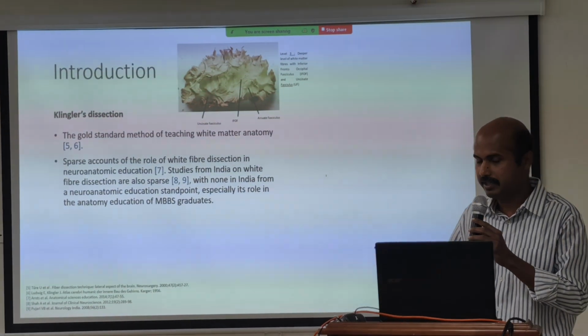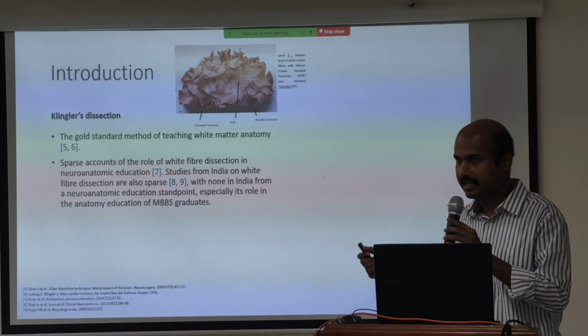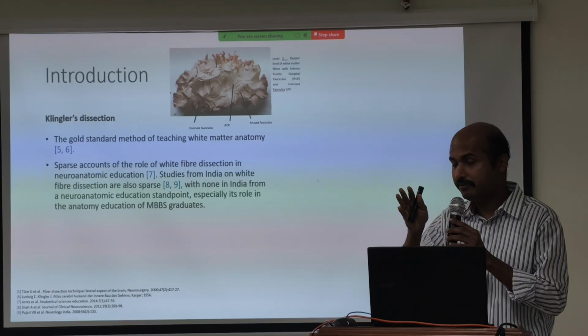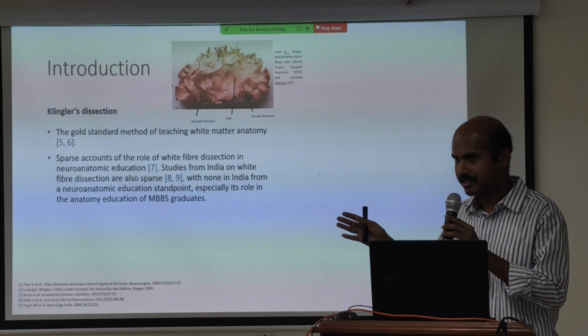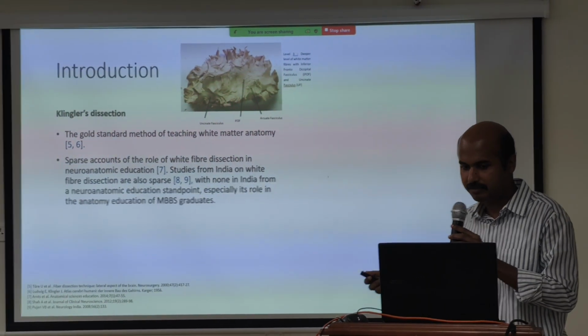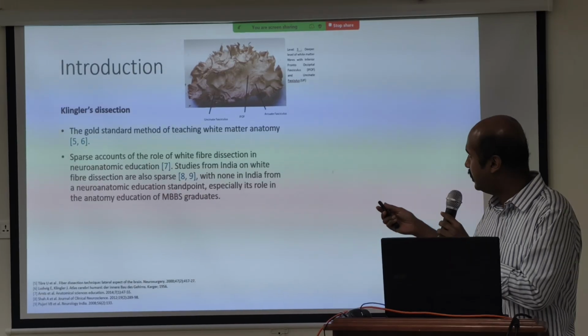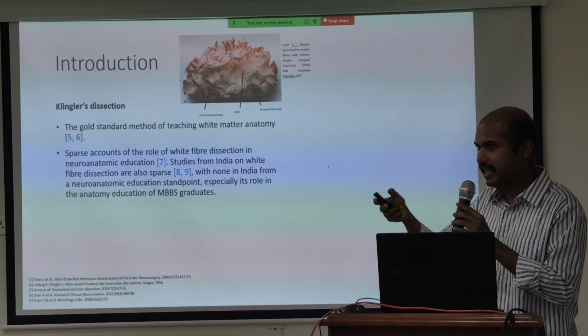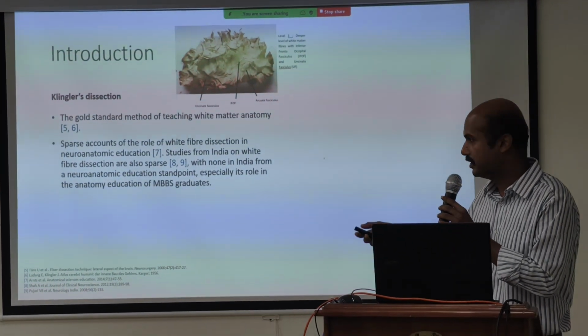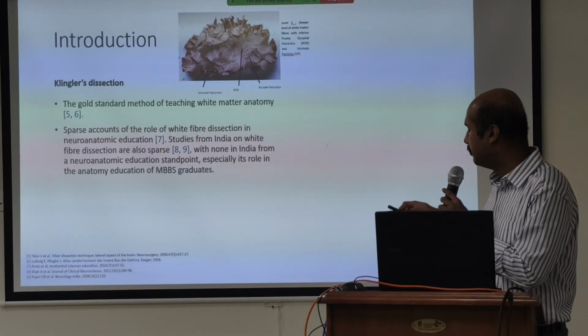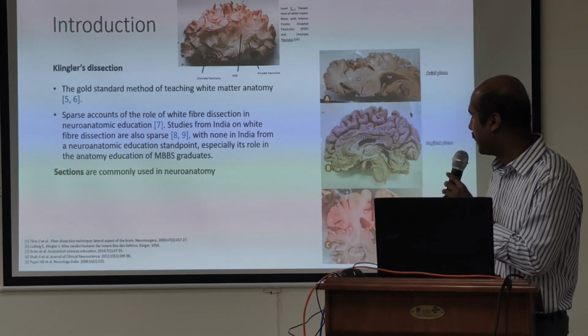Another way of showing white matter in the brain is called Klingler's dissection. It involves freezing the brain, and after that the dissection is done. There's a standard protocol for that, which I will come to later. But there are no standard studies, especially on how it goes in medical students currently from the neuroanatomy education standpoint.